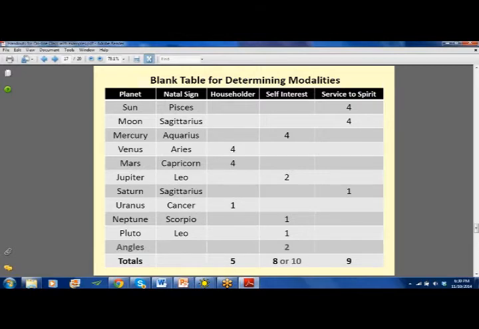Go ahead. Can I ask a question? Yes. Besides the points, what would that imply? Like what does it mean? Like mine are all in householder, all my angles. Does it mean anything really, or is it just a way to interpret it? Yeah. Thank you. So let's talk about that.